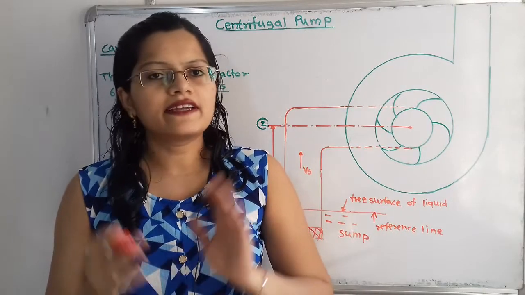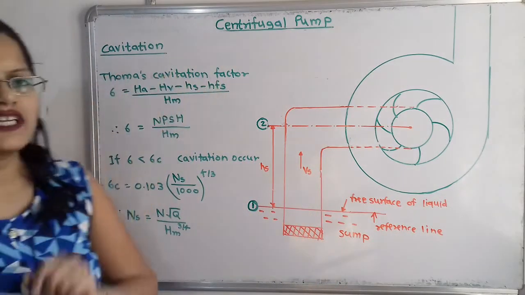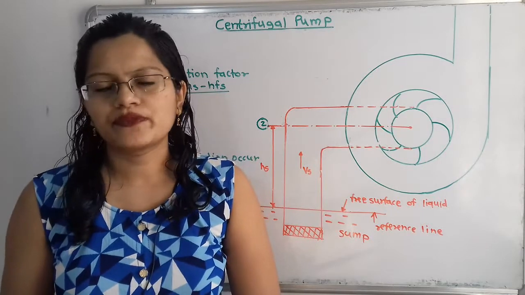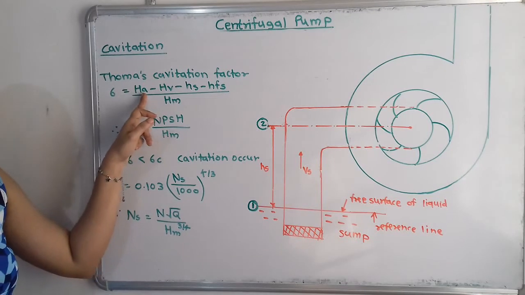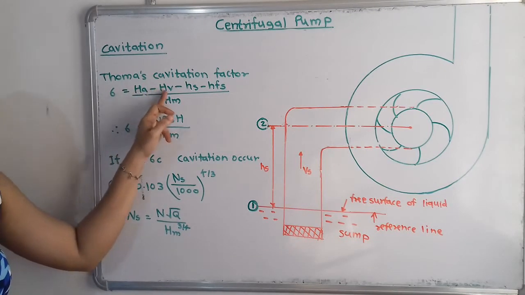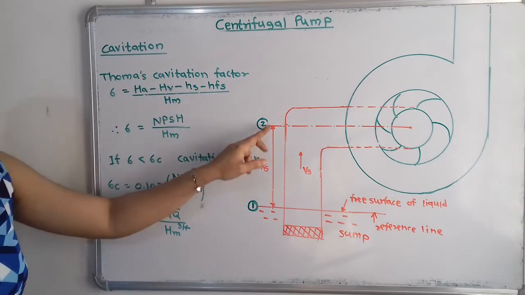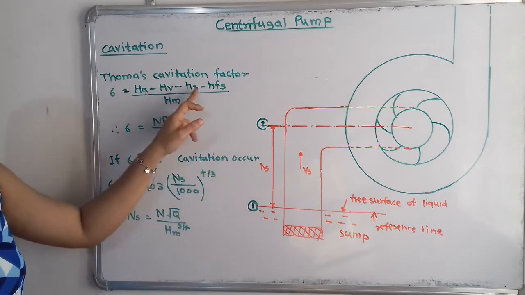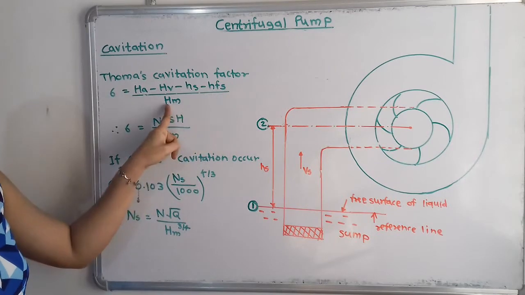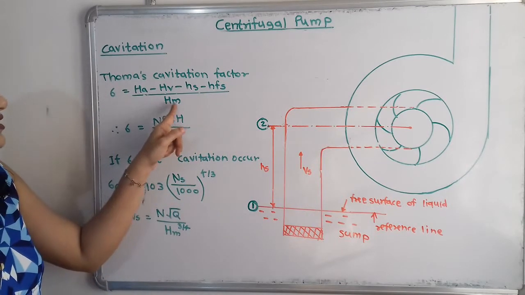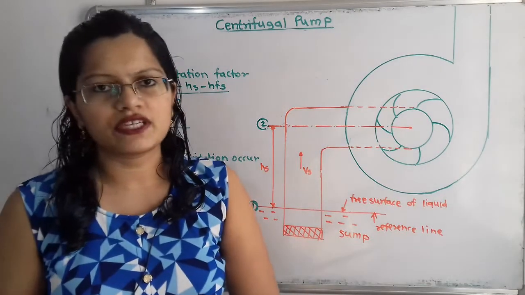Now we will understand cavitation in a centrifugal pump. For that we use the Thoma cavitation factor, with the symbol sigma. How to calculate this sigma? It is the head due to atmospheric pressure, H to the base A, minus the head due to vapor pressure, H to the base V, minus HS, the suction lift, minus the head due to friction losses, HFS, divided by the net head in the pump, with notation Hm. This is the formula to calculate the Thoma cavitation factor.